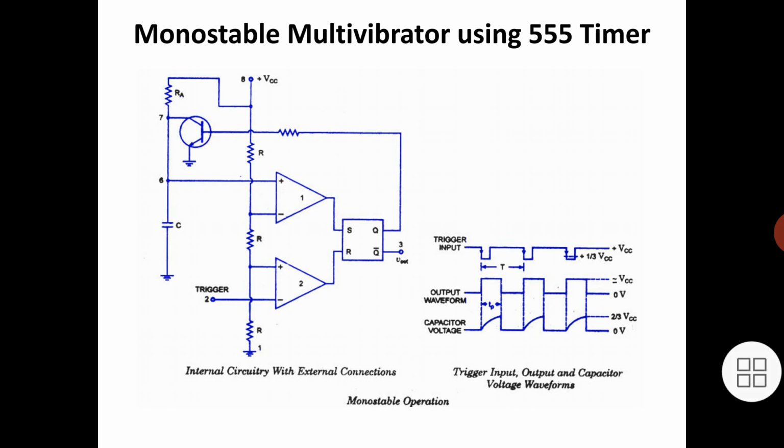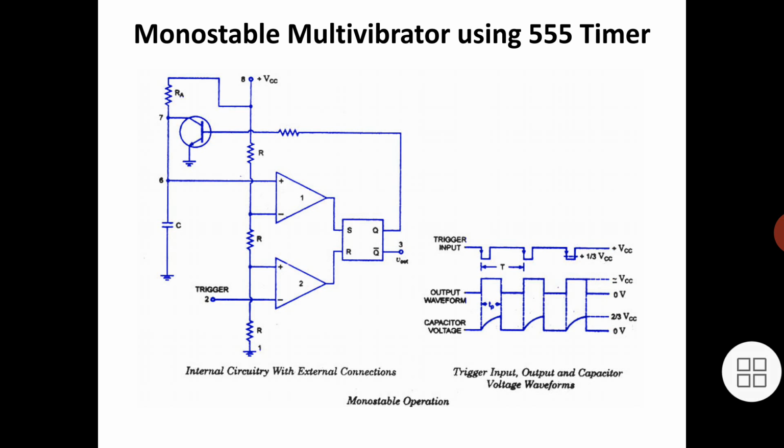Then see the lower comparator side. The lower comparator LC is biased at 1/3 VCC. This we have already seen in the previous video lectures, and it remains in the standby state as long as the trigger pin 2 input is held above 1/3 VCC.